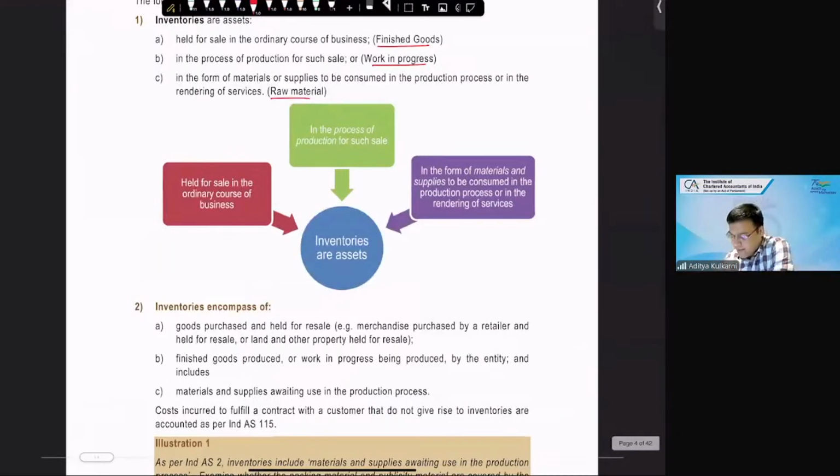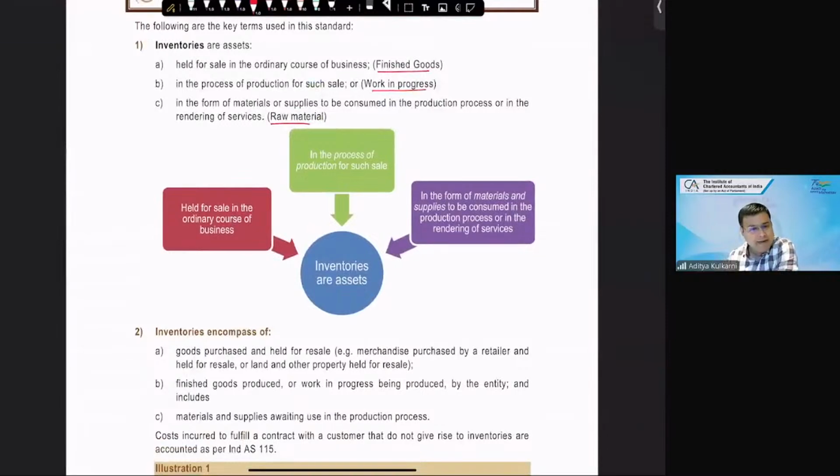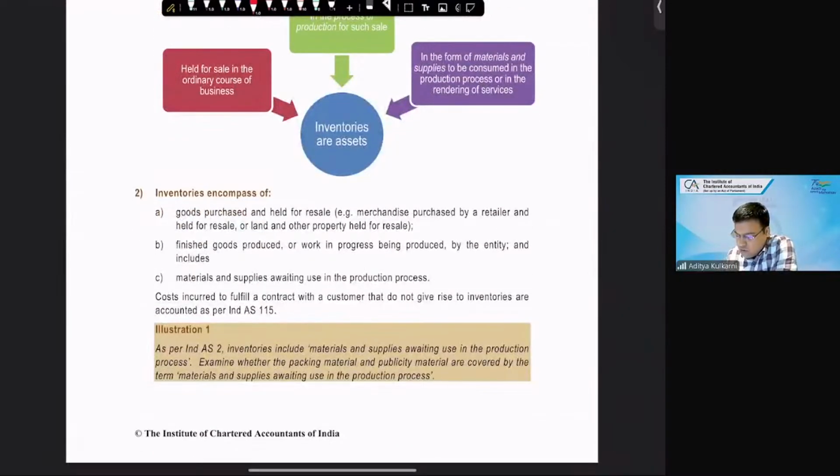Okay, so let us come back. They have explained the same thing further. Goods purchased and held for resale. So this would be your traded items. Yes. Even land held for resale in the case of a real estate developer.